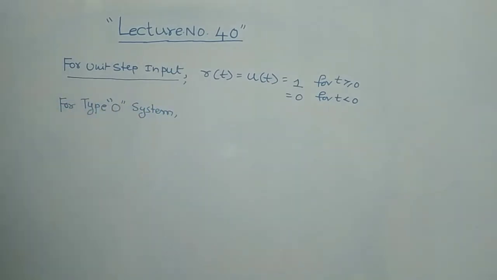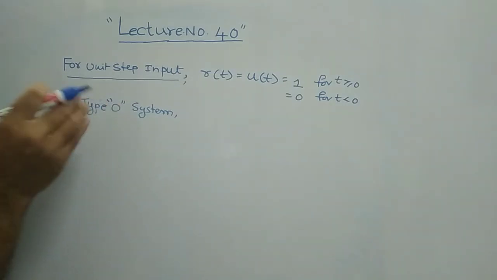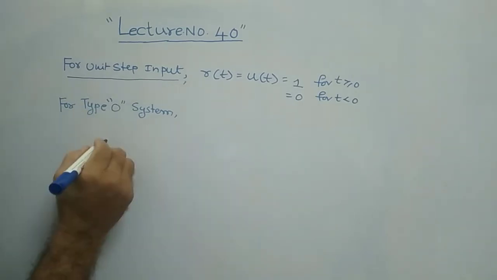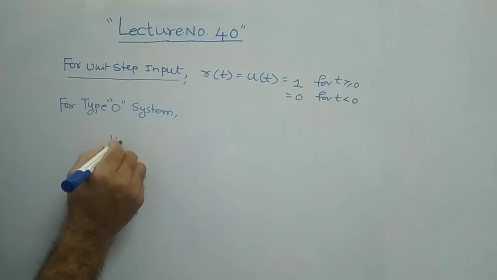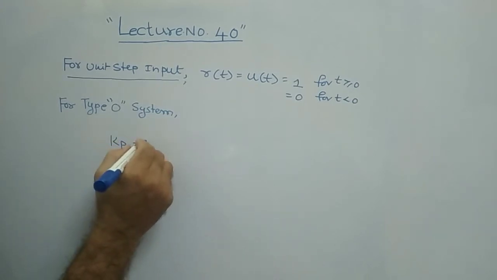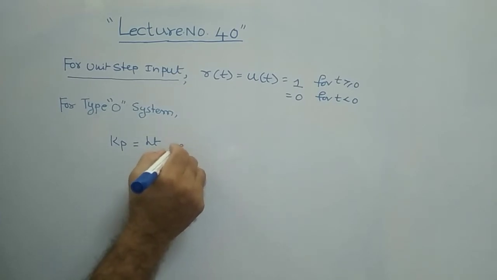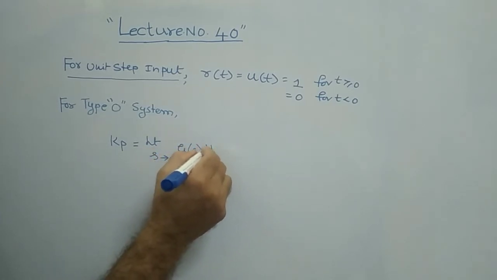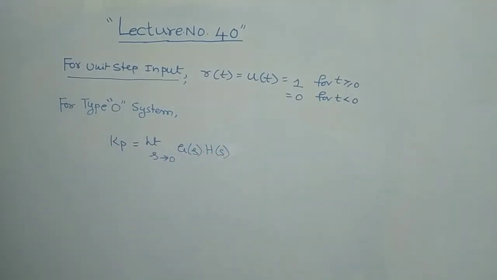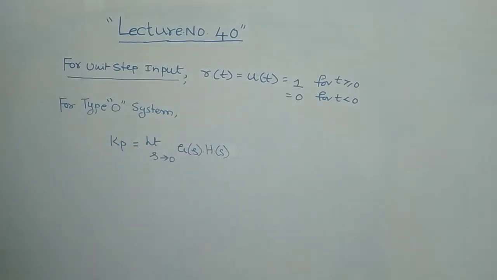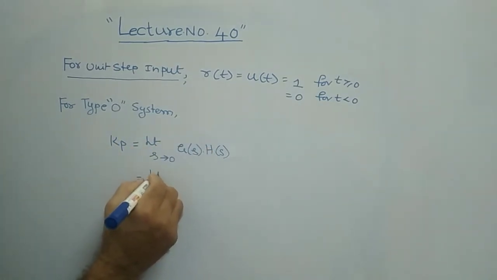What is the type number of a system? This I already explained in the last presentation. The type number is nothing but the transfer function is something like this. So here, just to recall, your positional error constant Kp is equal to limit s tends to 0, G(s) H(s). This is what Kp is, and further, limit s tends to 0.